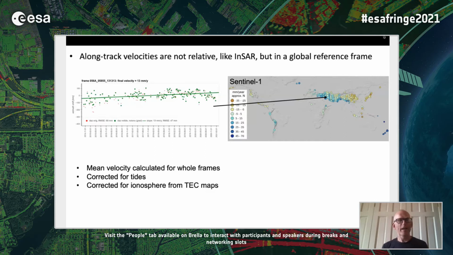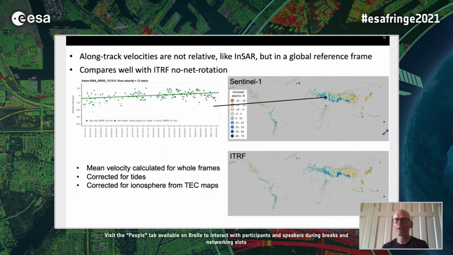So the red points are the kind of the raw measurements. Then we've corrected for tides, and we've corrected for the ionosphere, in this case using TEC maps, and that gives you the green points, and then we can calculate an average velocity, and that's what's shown in this panel on the right. We could compare this to ITRF. So these are kind of what we would expect to get.